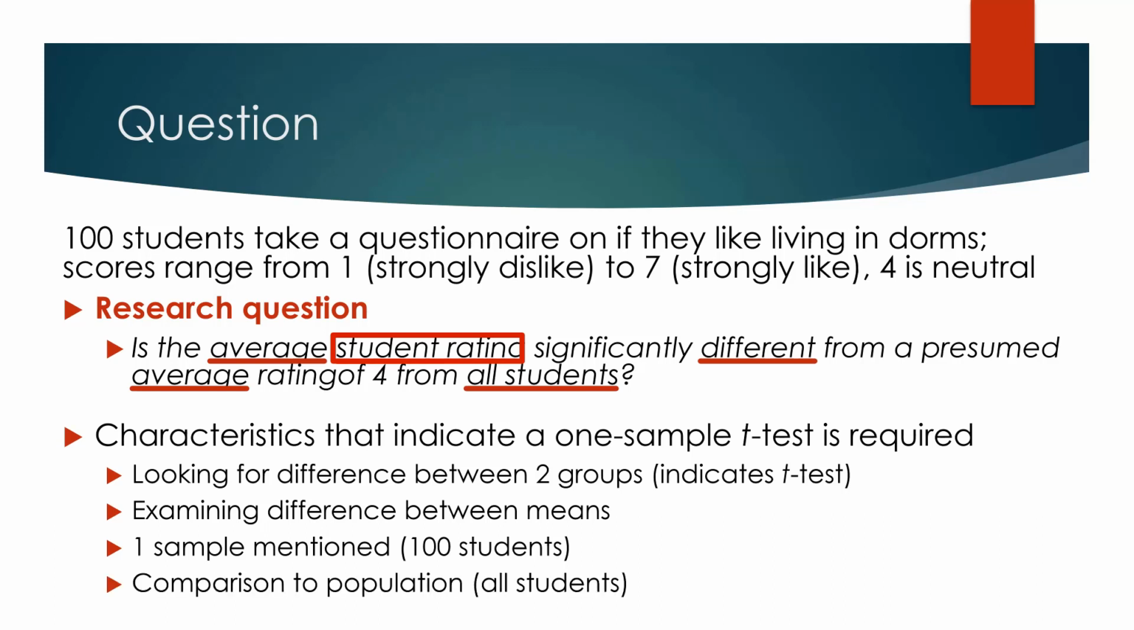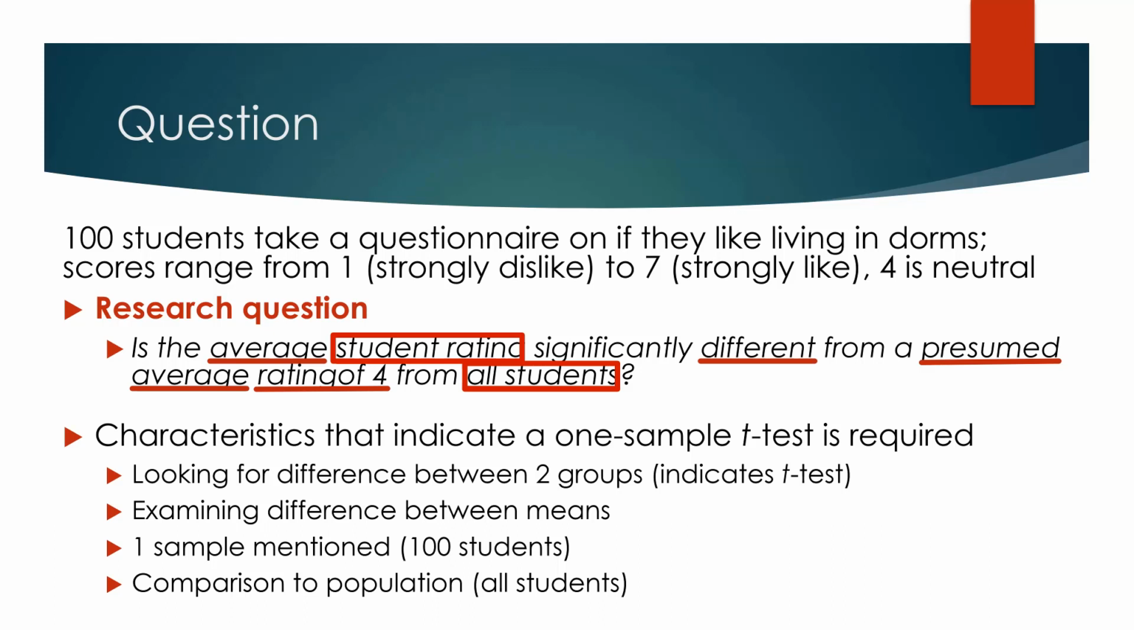Now, the last thing is that we want to make a comparison to the population. Now, the population is these keywords here, the presumed average rating of 4. Remember, the reason we take a sample is because we don't have access to the population. So you might think to yourself, how can we compare the sample mean to the population mean if we don't know the population mean? Because we can't study the population directly, right? So that's why it has this keyword in the question, presumed average rating of 4.